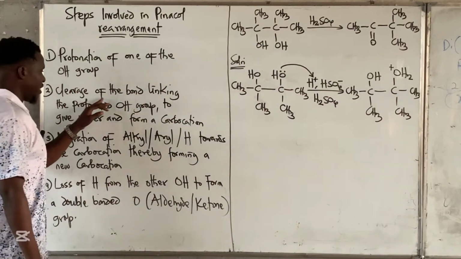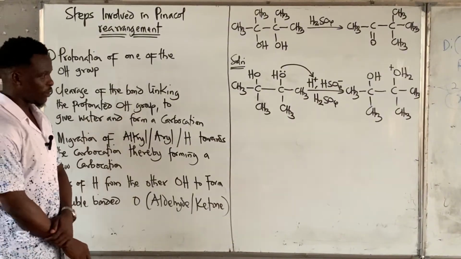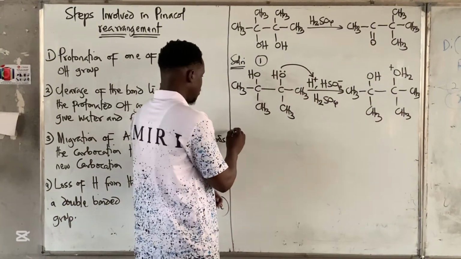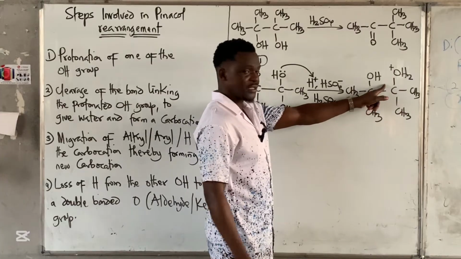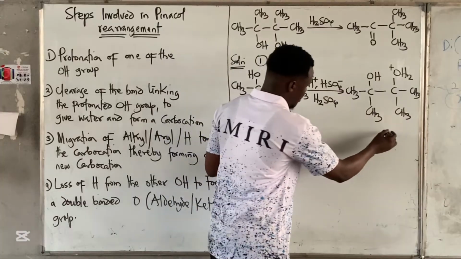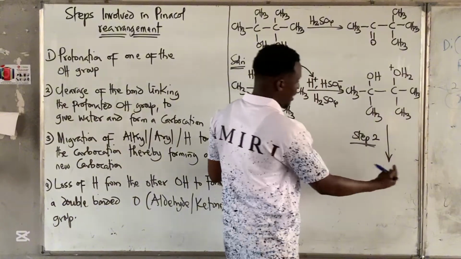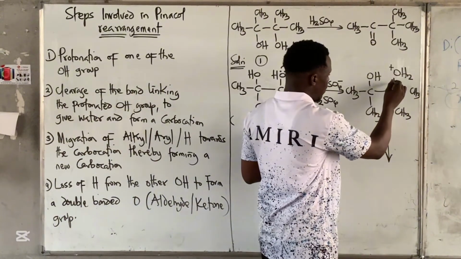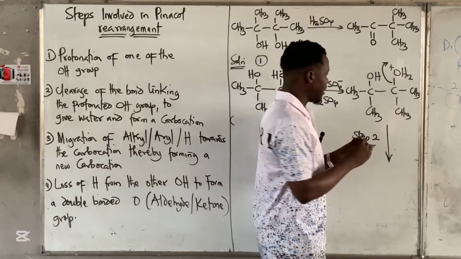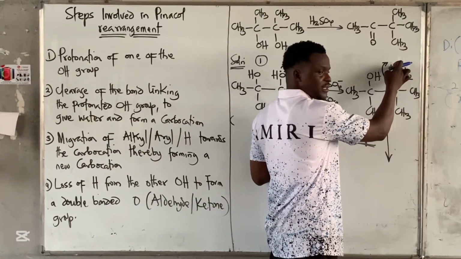Step 2 says cleavage of the bond linking the protonated OH group to give water and form a carbocation. So this is what I'm going to do. This is step 1. Step 2, I'm going to rewrite this. I could just continue and say this is step 2. Now, breaking of this bond, I'll cleave this bond like this, meaning that I'm breaking this bond and taking the electrons, putting them on this positive.